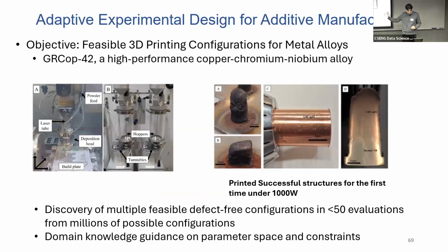And for the first time, on the right-hand side, we can see that this was an open problem in the field. For the first time, we were able to successfully generate structures of this model in a lab under this laser power budget of 1,000 watts. And this was done using only 50 evaluations out of, let's say, millions of possible configurations. And of course, there are lots of details in the paper, it included lots of domain knowledge from the scientists to figure out the right search space and the constraints.